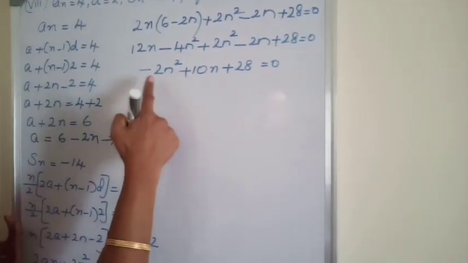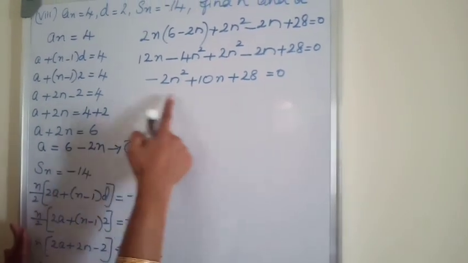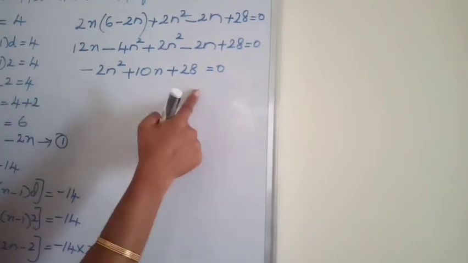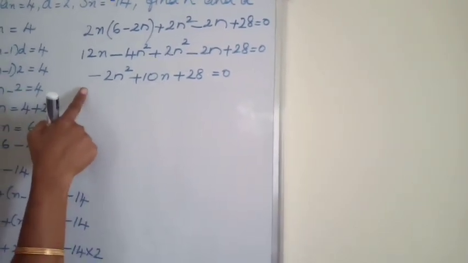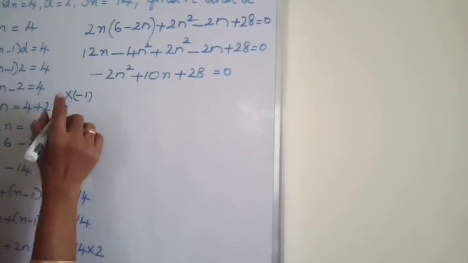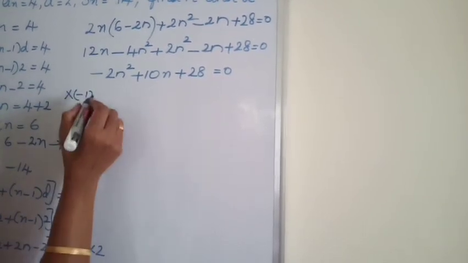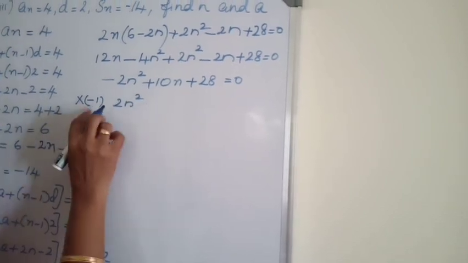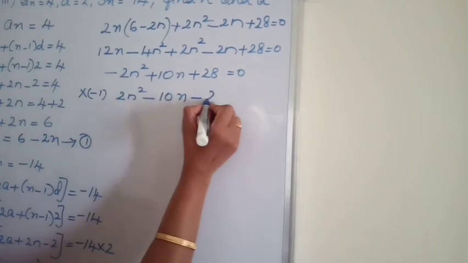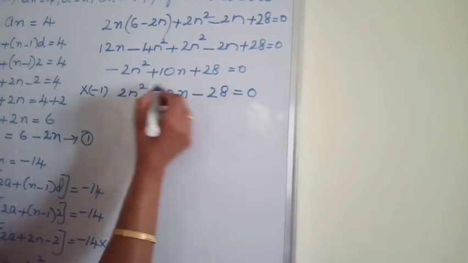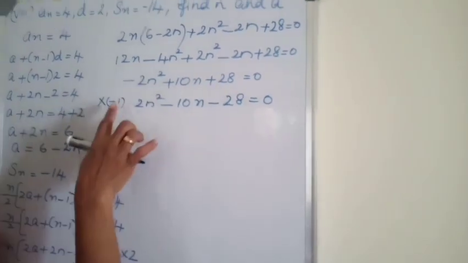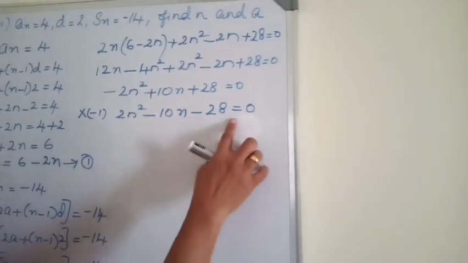Here also we have to factorize. We have to apply the product and sum method. Before that we have to change the negative sign from the first term. So throughout the equation you have to multiply with a negative sign, or negative 1. Multiply with minus 1 throughout the equation. So minus into minus becomes plus 2n square. Again minus into plus becomes minus 10n. Minus into plus becomes minus. So whenever we solve a quadratic equation, the first term should always be positive. So throughout, multiply with a negative 1, or negative sign, and change the sign.